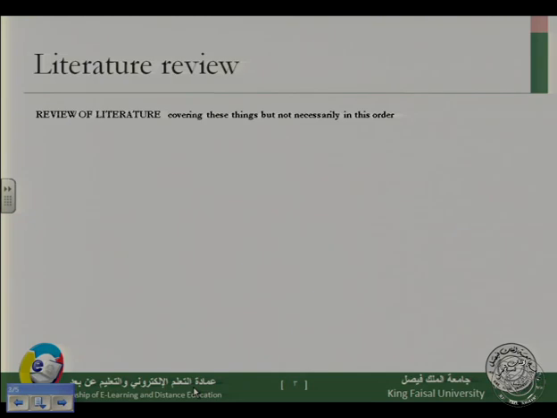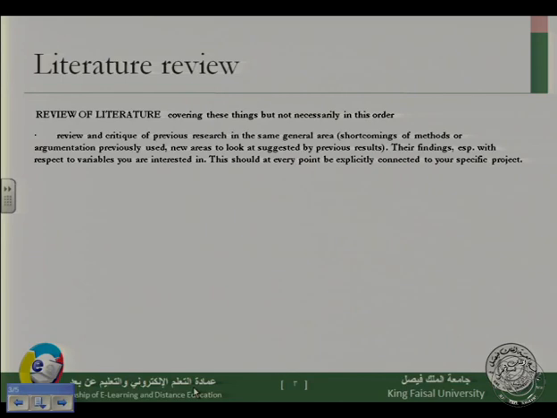Literature review is reviewing of the literature covering these things, but not necessarily in this order. You cover a review and critique of previous research in the same general area, shortcomings of methods or argumentation previously used, and new areas to look at suggested by previous results, their findings, especially with respect to variables you are interested in. This should at every point be explicitly connected to your specific project. So in literature review, you review the previous studies.